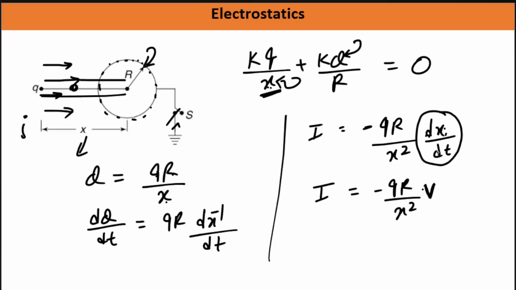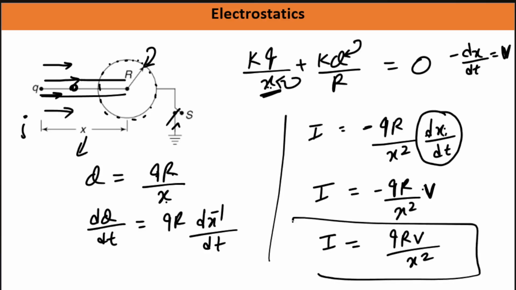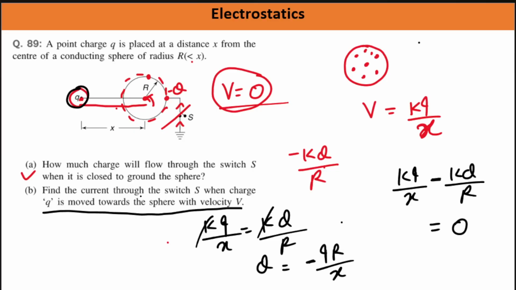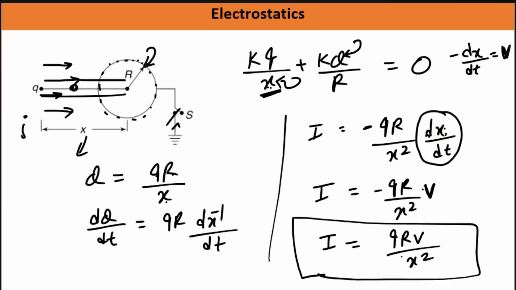So here, the dx by dt that you are writing won't be equal to velocity, rather minus dx by dt will be equal to velocity. Because here dx is inherently negative, in order to make this positive we will write minus dx by dt. So here I will be writing qRv by x square, and this is equal to your current. This is going to be the answer. What was said? We were asked to calculate the current, right? It is moved towards the sphere. So in the case of moving towards the sphere, x is decreasing. So yeah, we will be getting this.